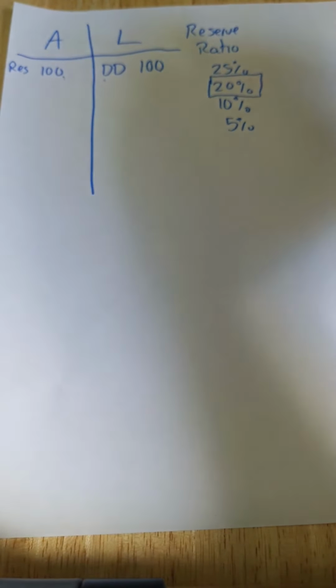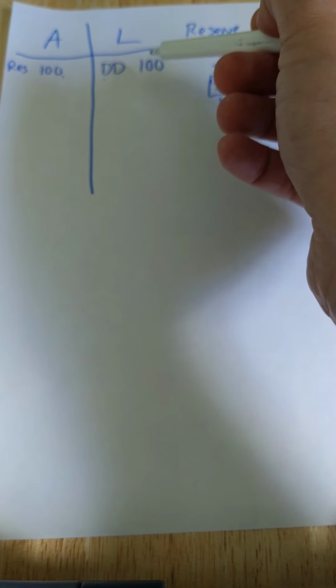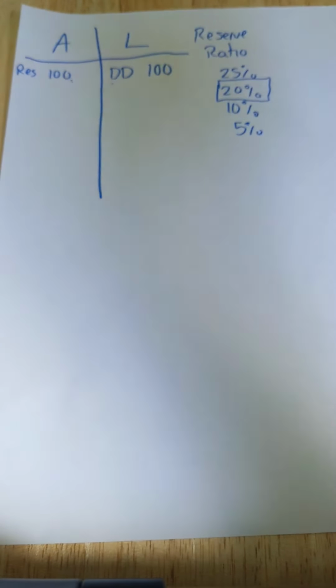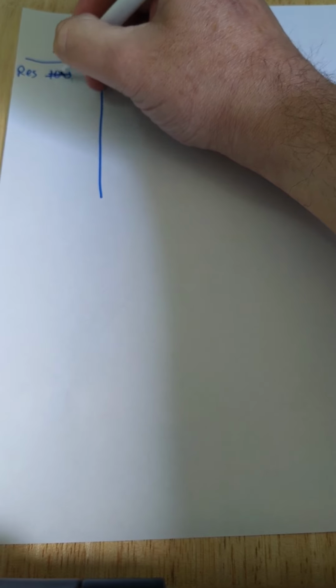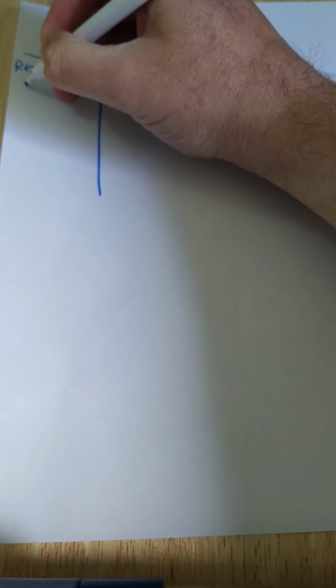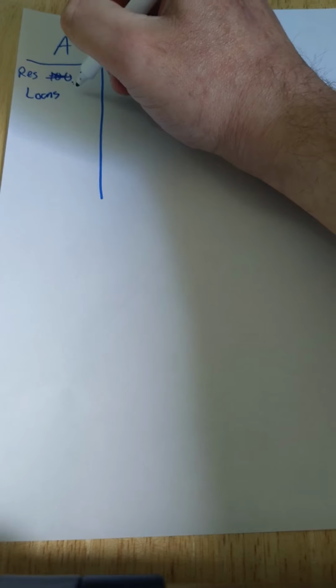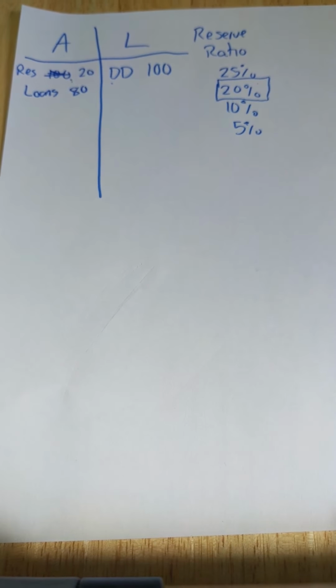Okay, so if we have 20% here, then that means that as a reserve rate, it's 20% of this 100. So this bank then would need to keep $20 in reserves, meaning they could loan out 80. So what would happen is this, when they did that, this would become 20, and then the loans would become 80. Okay? So it's just like that. So any new deposits they get, they can loan out a portion of it.